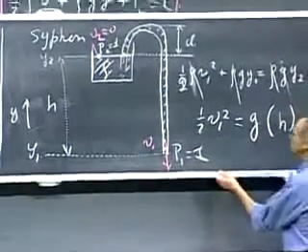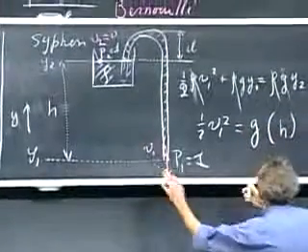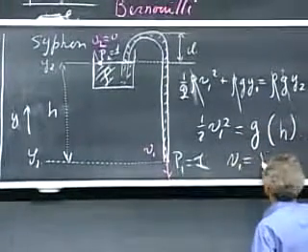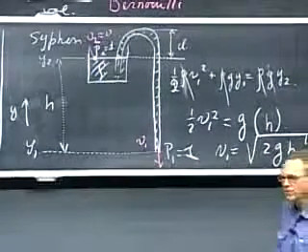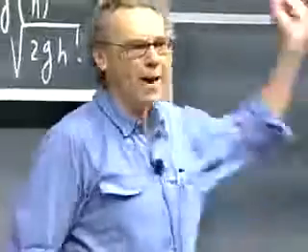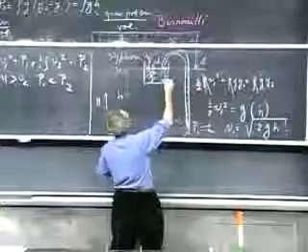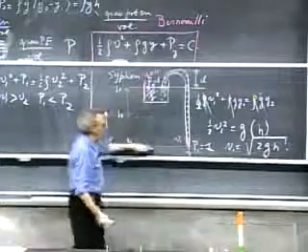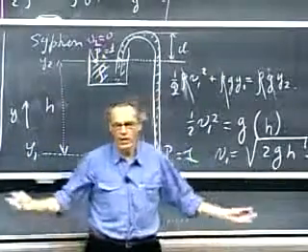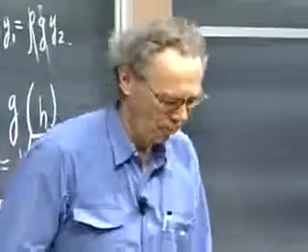And so what do you find? That the speed with which this water is running out here, V1, is the square root of 2GH. And you've seen that before. If you take a pebble and you release a pebble from this level and you let it fall, it will reach this point here, this level, with a speed, the square root of 2GH. We've seen that many times.